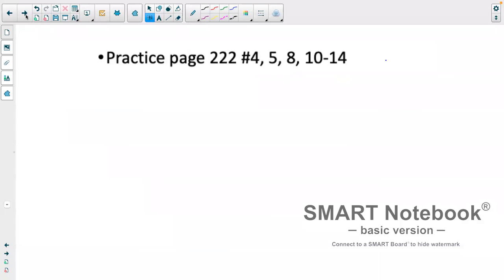Okay, so practice for this section is starting on page 222.